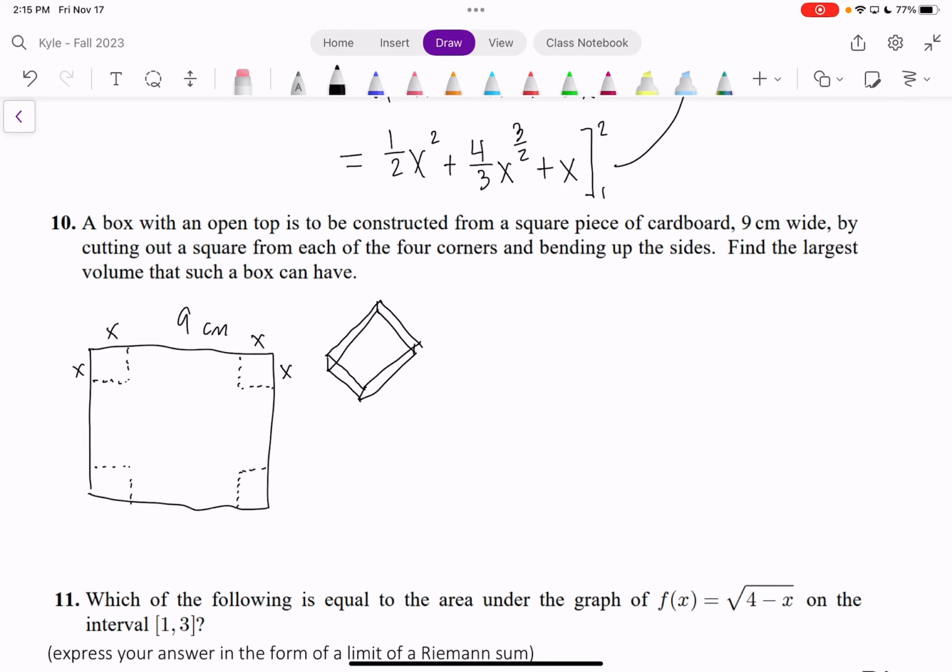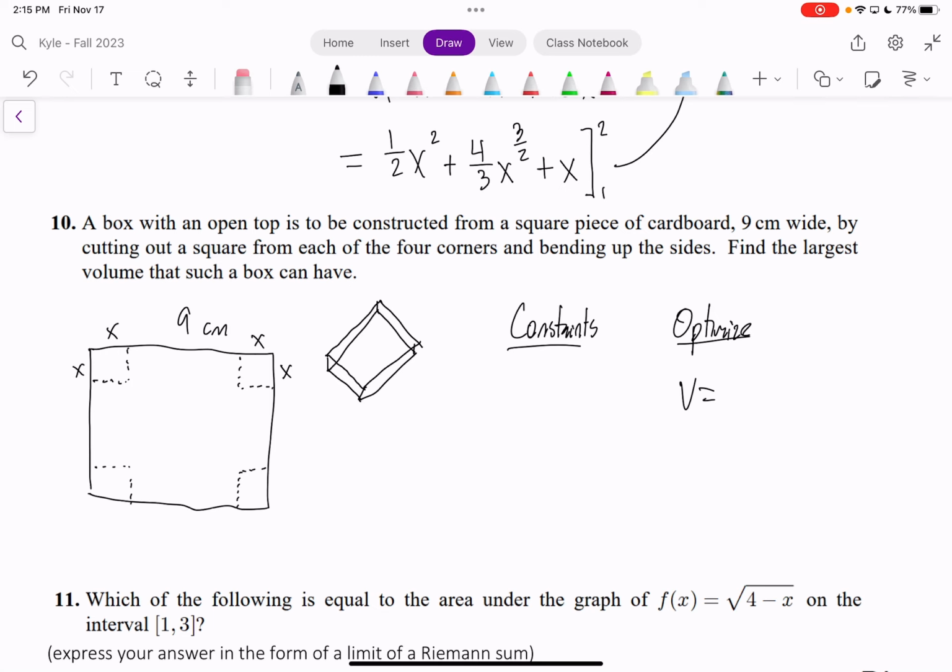And we're going to try and find the largest volume this box can have. Now, you'll notice that with these optimization problems, we're going to have two things. We're going to have a set of constraints, which might be inequalities or equations that we need to follow, and then there's also going to be a function that we need to optimize. So let's find our constraints first.